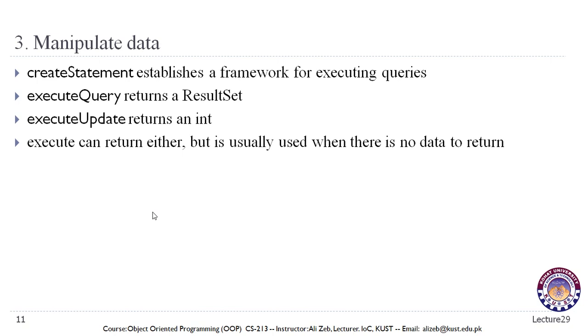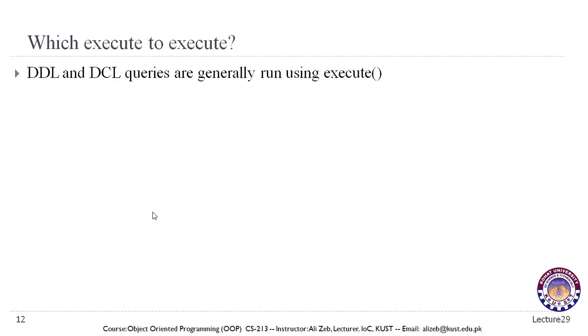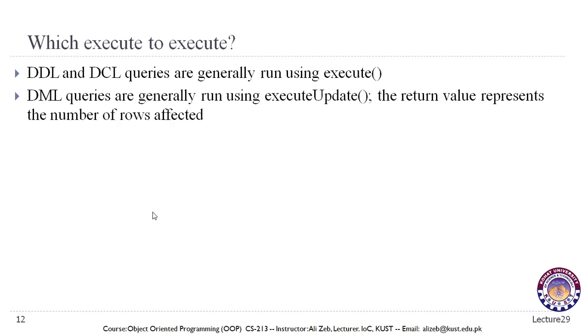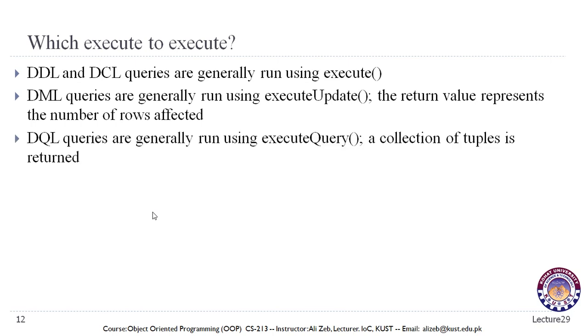And there is the execute method that can return either, but it is usually used when there is no data to return. DDL and DCL queries are generally run using execute. We'll have a look at what the DDL and the DCL mean in a little while. DML queries are generally run using execute update. The return value represents the number of rows affected. DQL queries are generally run using execute query. A collection of tuples is returned.